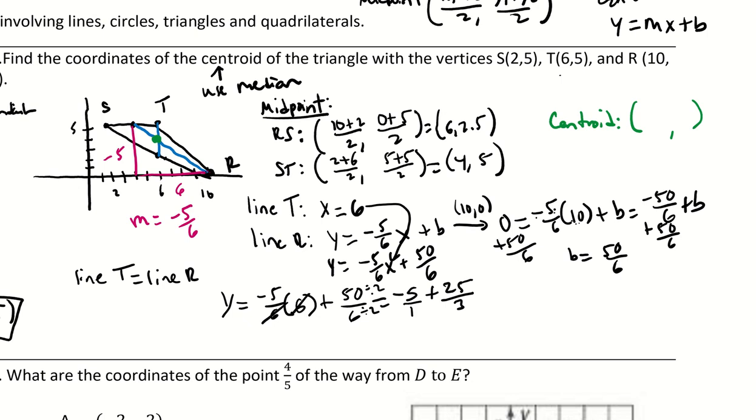Actually, here I'm going to make this a little bit easier, but I should have left the 6 down there, but let's just go ahead and do this. So we need a common denominator, so I'm going to multiply this by 3. So this will be negative 15 over 3 plus 25 over 3. And then add the numerators. 25 minus 15 is 10. So it's going to be 10 thirds. So y is equal to 10 thirds. So now we know where they cross. So the centroid has to be (6, 10/3) because x is 6 and y is 10 thirds. Now we got our final answer.